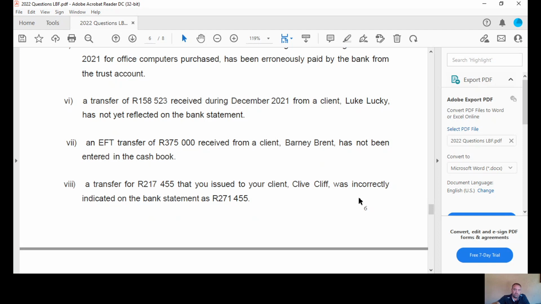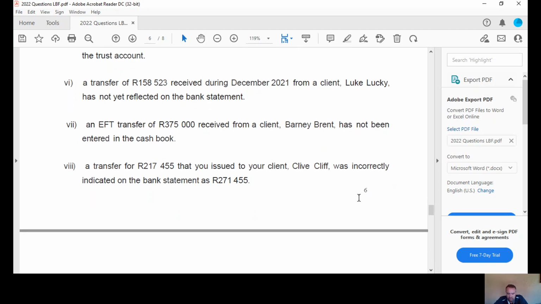Number 8, a transfer for 217,000 some rands that you issued to a client, Cliff, was incorrectly indicated on the bank statement as 271,455. So, who was incorrect? You or the bank? And the answer is the bank. So, if it's a bank error, we know it's a bank recon entry. So, in this case, I would use that little 100 Rand method that I taught you guys in the bank recon lecture, and you can figure out whether it's a plus or a minus on the bank reconciliation.